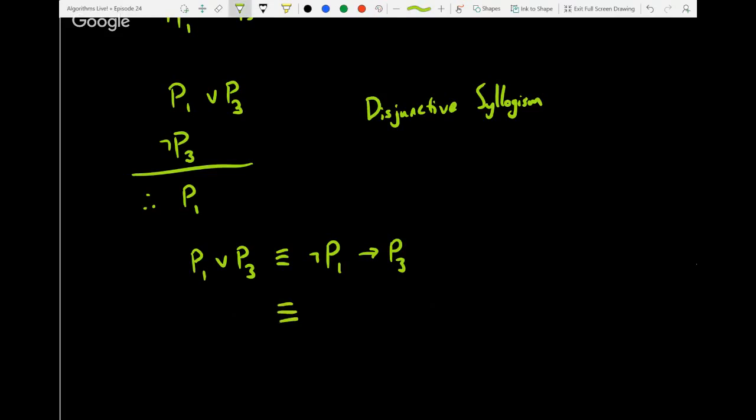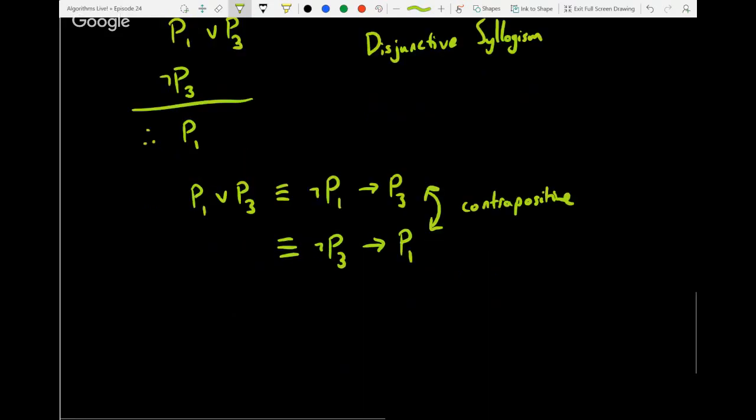And you can also take the contrapositive of that. If you know not P3 is true, you could deduce P1. So if not P3, then P1. And these two things are the contrapositive. So this is the contrapositive of this. This is the contrapositive of this. So you can take the contrapositive. So the neat thing here is this or gets you two implication statements.